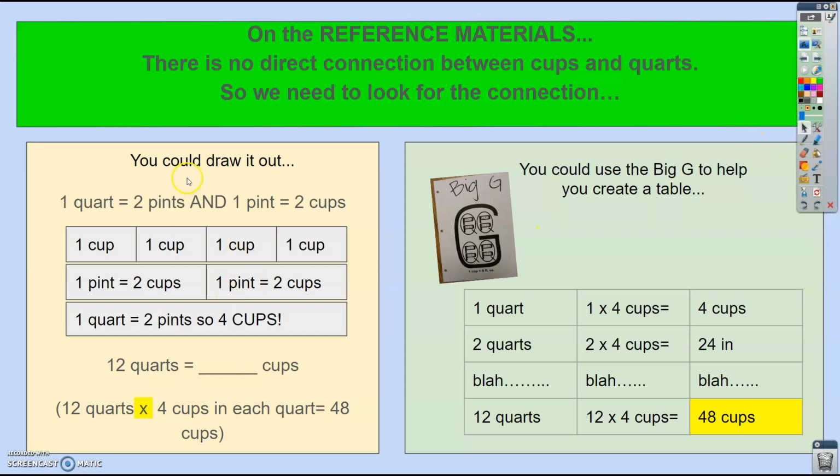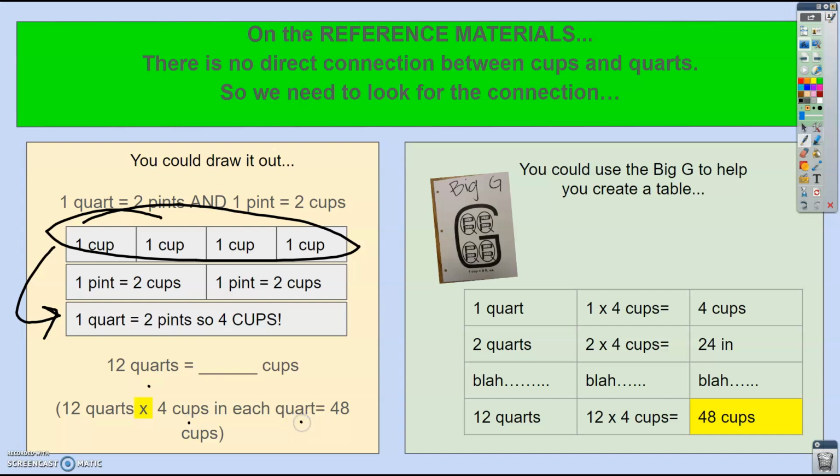So you could definitely draw it out. Like I said, there's no direct connection on your reference materials. 1 quart is equal to 2 pints, and each of those 2 pints is equal to 2 cups. So we have 2 cups and 2 cups. So total, there would be 4 cups in that 1 quart. So you have 12 times the 4 cups in each quart. That's going to get us a total of 48 cups.